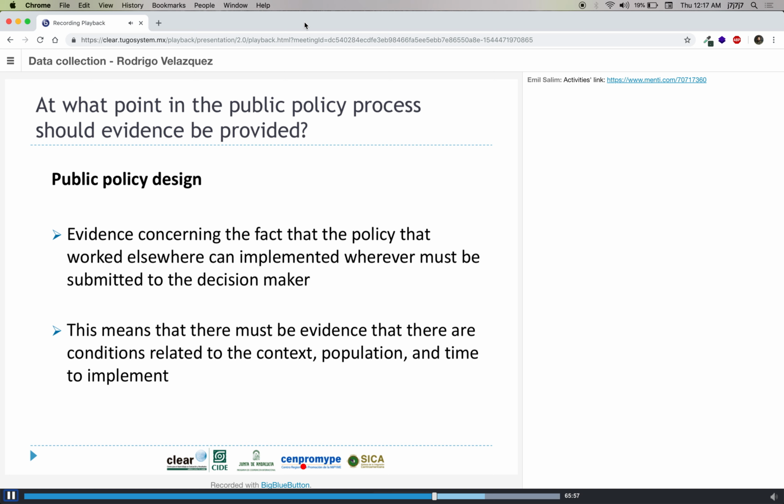So it is not only important to identify that in other parts of the country or world this policy worked, but that the context in which it worked is similar to our context. So of course it is going to be more likely to be successful. And this is done during the public policy design. So in this case, we can provide evidence concerning the context. And even if it is not the same context, evidence can provide information concerning the fact that it is more likely to work, and maybe there are some changes or modifications that we have to make.